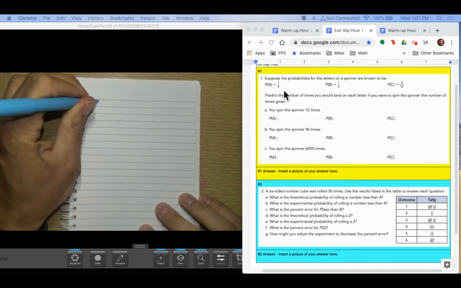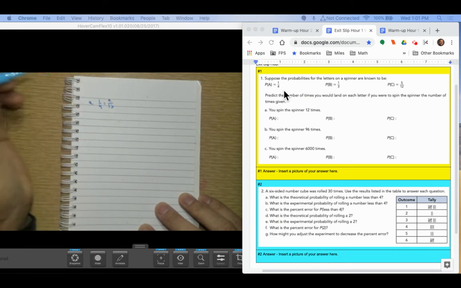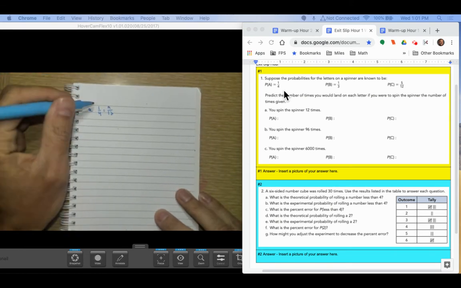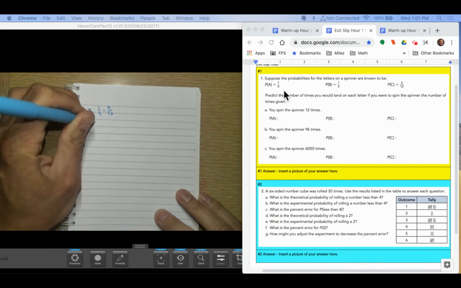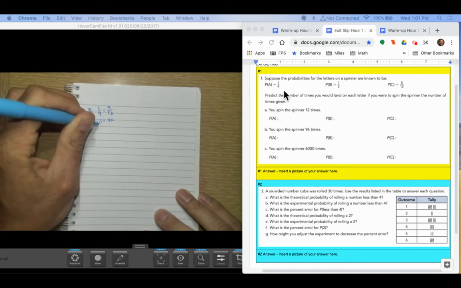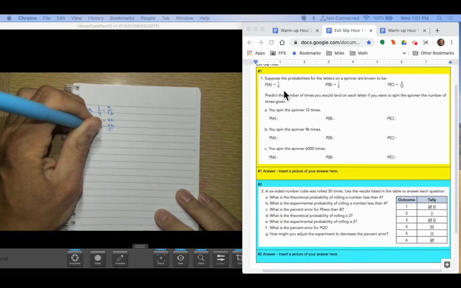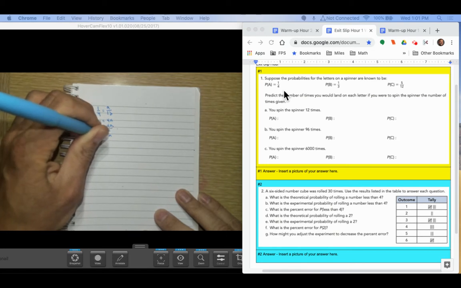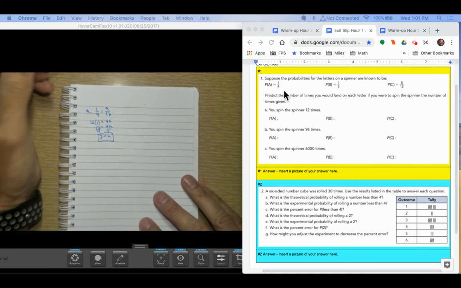It's asking for us to make a prediction of how many times would be A. All right. I set up my proportion like this. Then I can think of cross multiplying: 12 times 1 is equal to 4 times A, or 12 is equal to 4A. And then A would be equal to 3. For that first one, my answer is going to be 3.